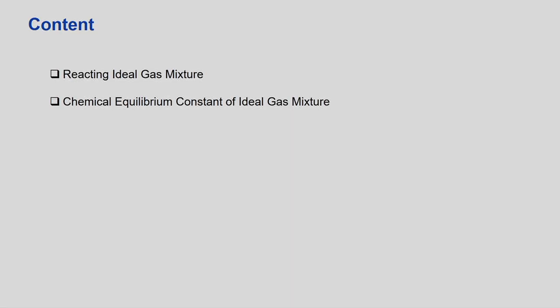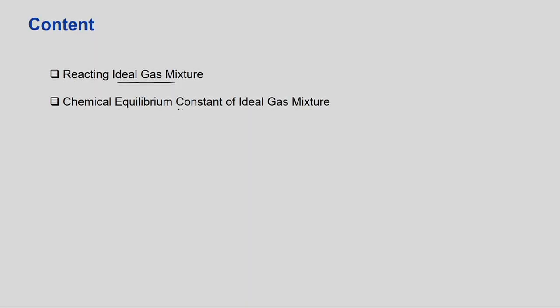So welcome back. Today we are starting a new module which involves chemical reactions in the ideal gas phase. In today's lecture, we will see what a reacting ideal gas mixture is. We will also see what a non-reacting ideal gas mixture is. We start from there and then extend our discussion to reacting ideal gas mixtures. Then also how to obtain the chemical equilibrium constants of an ideal gas mixture. These are the two things which we will be studying in detail.